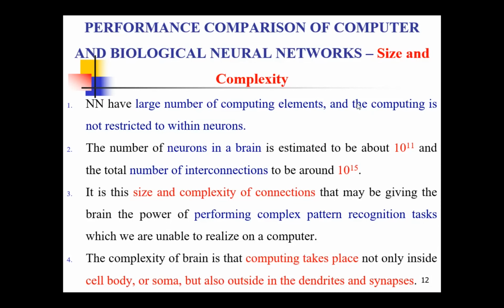The complexity of the brain in computing complex tasks takes place not only inside the cell body or soma, that is the nucleus, but also in the dendrites and synapse. Dendrites are the information nodes, where synapses connect one neuron with another neuron, and that is the small gap through which these neurotransmitters get connected.